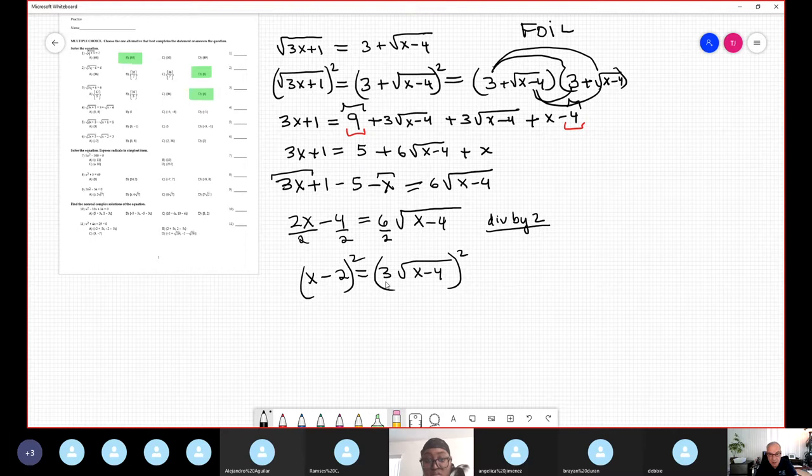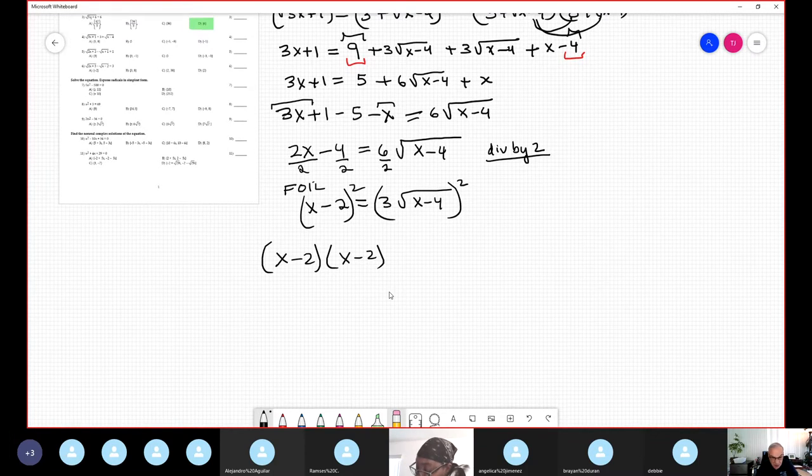Because my goal is to eliminate the second radical. And you FOIL here one more time. FOIL is always the multiplication of two binomials. I have the multiplication (x minus 2) times (x minus 2). So x times x is x squared. x times minus 2 is minus 2x. And minus 2 times x is minus 2x again. And negative 2 times negative 2 is, of course, positive 4. Now we continue the manipulation on the left hand side: x squared minus 4x plus 4.